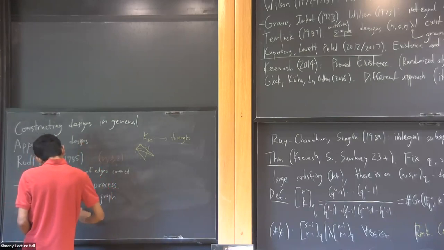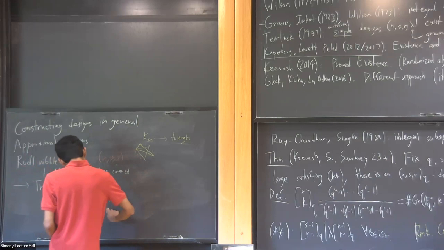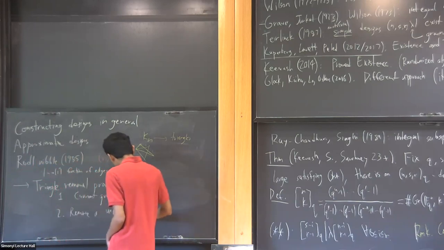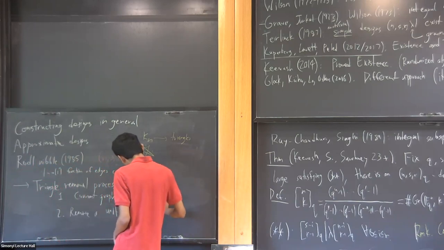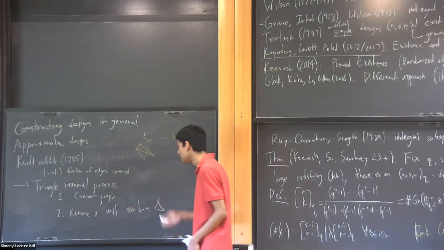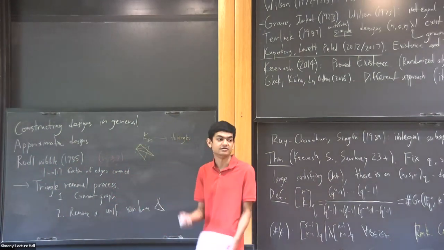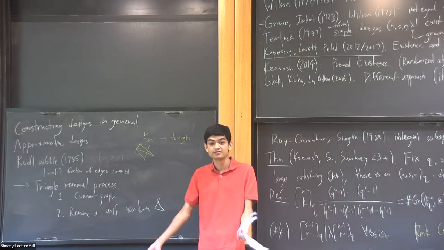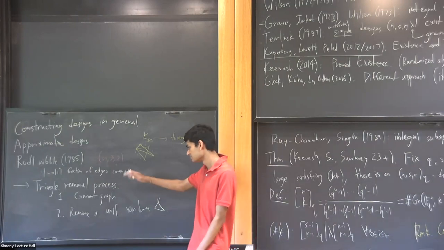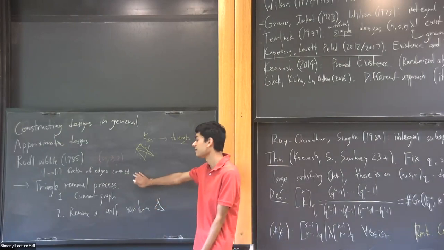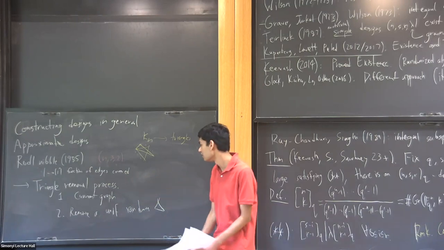And then you remove a uniformly random triangle from the current graph that you have, and you continue the process. So this gives you a list of triangles, and the claim would be that this, with high probability, will go until you have a very small number of edges left over.